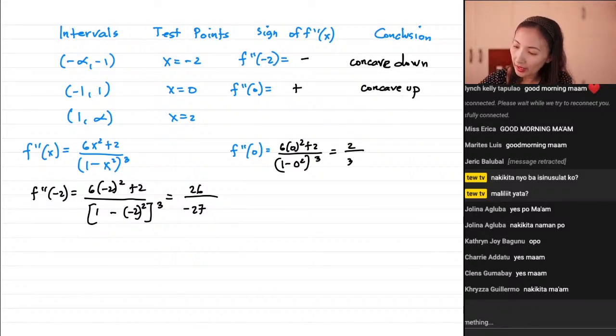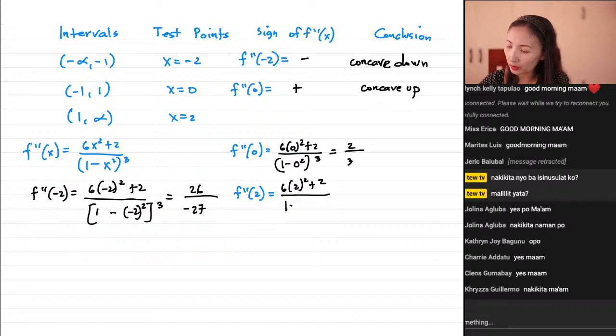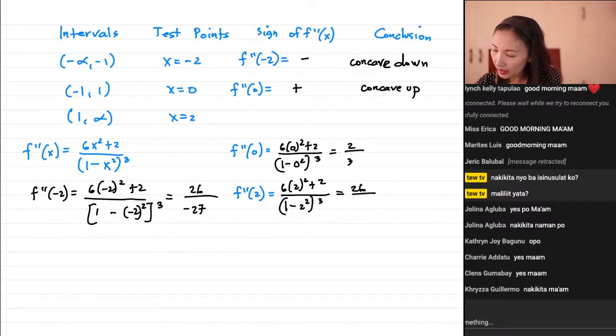Next, what is f prime prime of 2? It is 6 times 2 squared plus 2 all over 1 minus 2 squared to the third power. What will this be? 26 all over negative 27. Negative. So f double prime of 2 is negative, and the graph will be concave down.